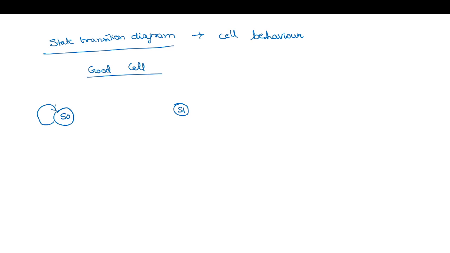Now if we are writing a 0, it will remain in this state, and if we are writing a 1, it will remain in this state. This transition will occur if we are writing 1 to a cell, and this transition will occur if we are writing a 0 to the cell.